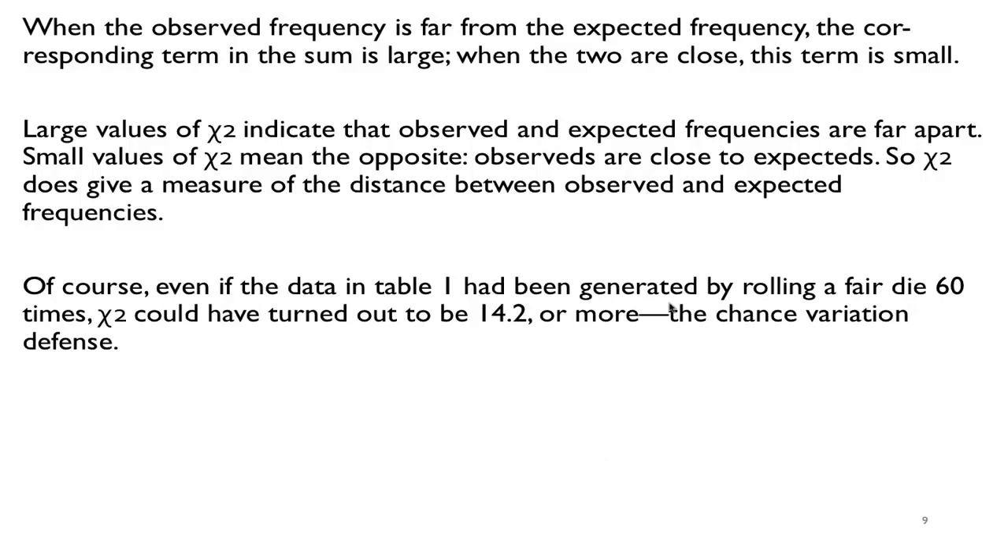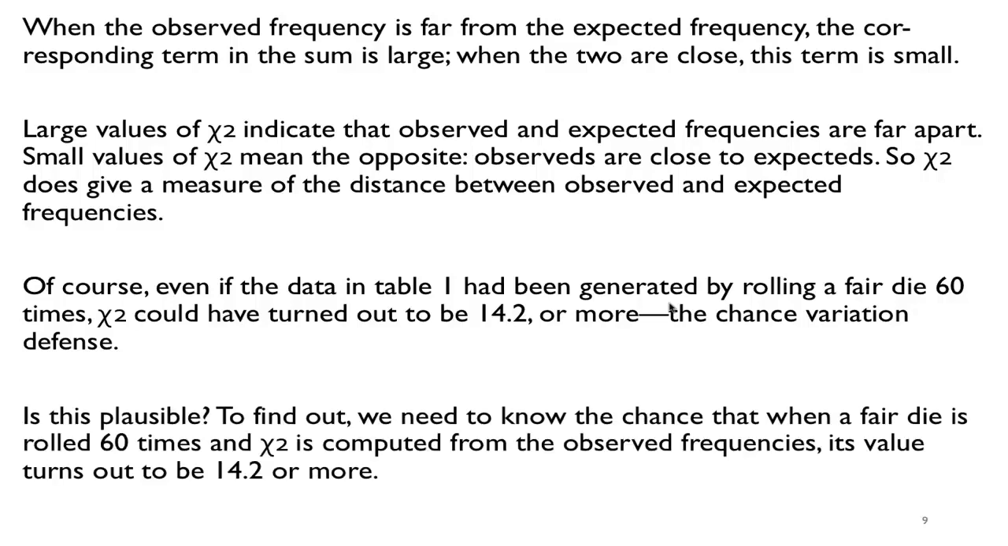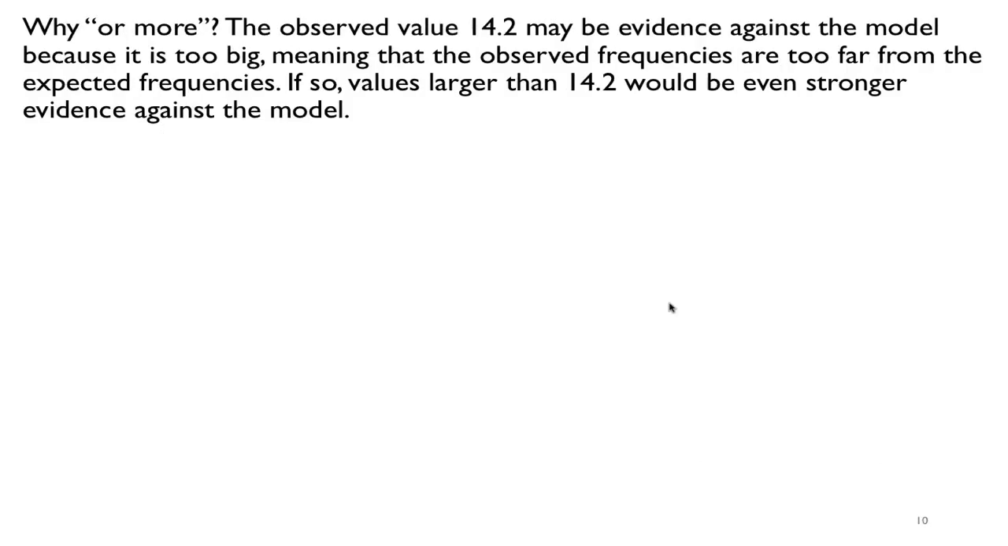Okay, but of course, one argument is that maybe 14.2 is not so big, it's just a chance error, right? So we want to know what's the chance of getting 14.2 or more, and if we can figure out this chance, we can say something about whether that number is due to chance or not. So again, this is similar to the last lecture when we talked about the test for significance. We want to look at the evidence against the model, and so we want to look at 14.2 or more, because the values that are larger than 14.2 would be even stronger evidence against the model.